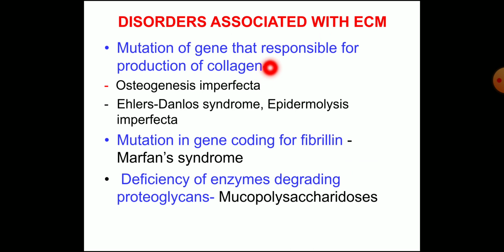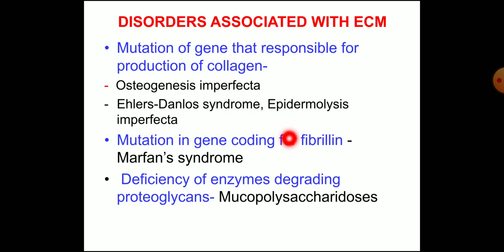Mutation in the gene that is responsible for the production of collagen is producing osteogenesis imperfecta, Ehlers-Danlos syndrome, and epidermolysis bullosa. These are the three important disorders where the mutation of the gene responsible for the production of collagen is occurring. When it is occurring, these diseases are produced.